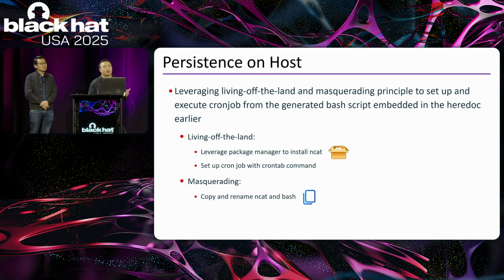To persist on host, I created a simple cron job to establish a reverse shell to our C2 server. In this step, I used the living off the land principle to leverage the package manager to install ncat, and then set up a cron job, which is a crontab command. I also used a masquerading principle to copy and rename the ncat and bash utilities to establish a reverse shell.